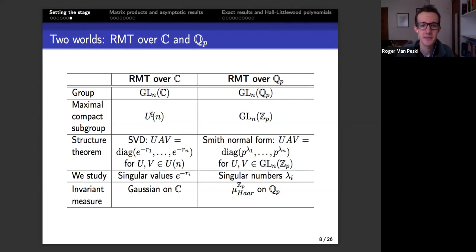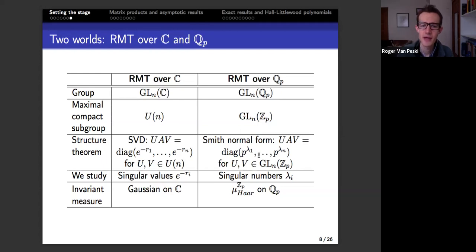Inside this group, we have this maximal compact subgroup, the unitary group, and we have singular value decomposition, where if I take matrices in this larger group, I can multiply on the left and right by matrices in this maximal compact subgroup and get something diagonal with real numbers on the diagonal. And those are the things that we want to study. Over here, again, we have some big group, some maximal compact subgroup, and some structure theorem that gives us a diagonal worth of random numbers, and we want to study those random numbers.